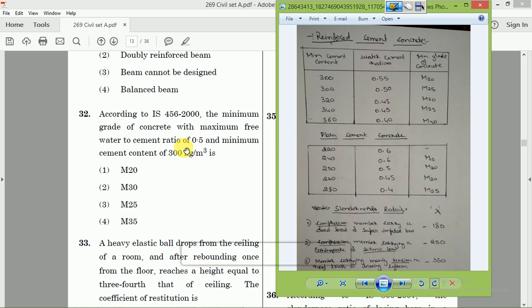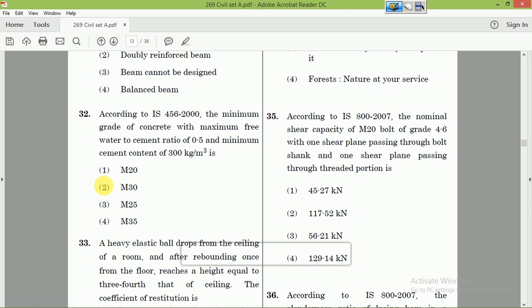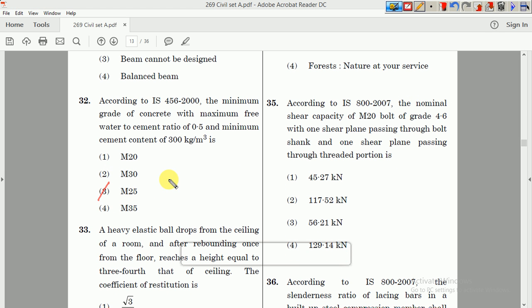So what is the water-cement ratio? For 300, the water-cement ratio is 0.5. I cannot take this one. What is the grade of concrete? M25. So the answer is M25. That chart I got from the code book IS 456-2000. Just pause the video and write down the chart. Normally in all the exams, at least 1 to 2 questions will be there from the chart.